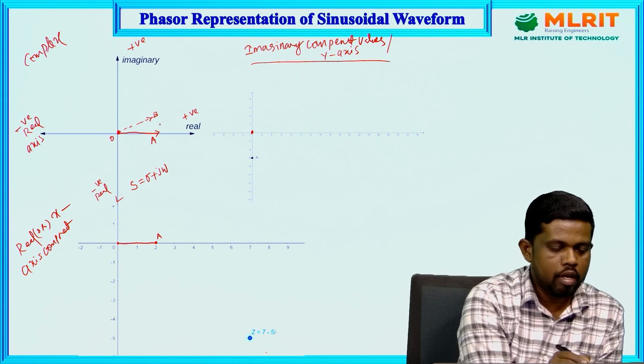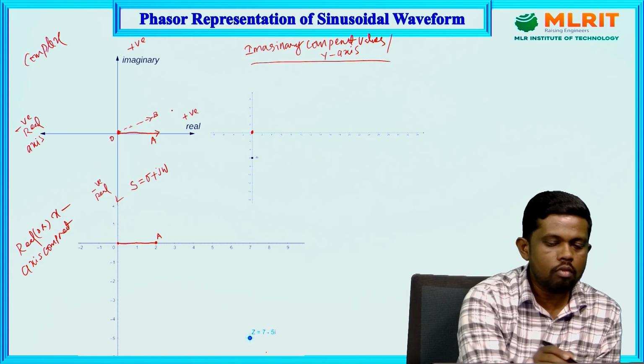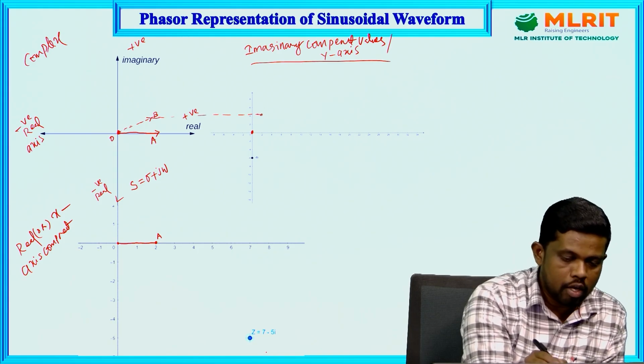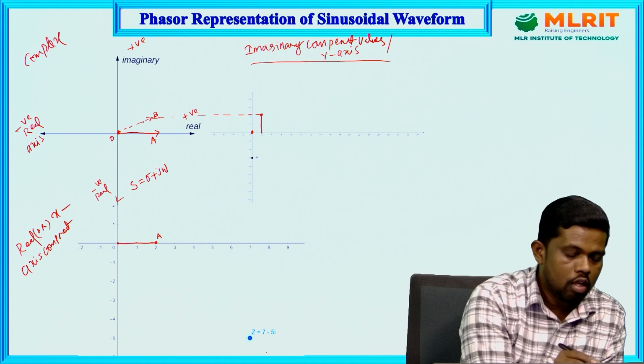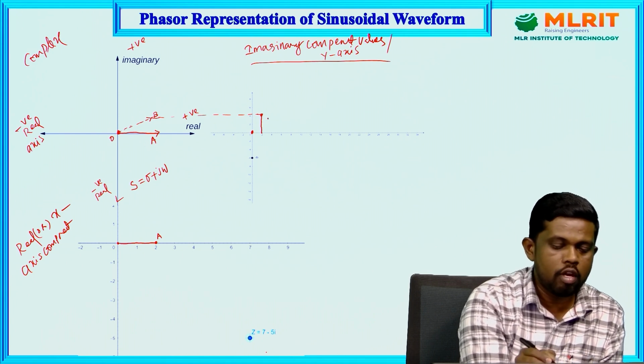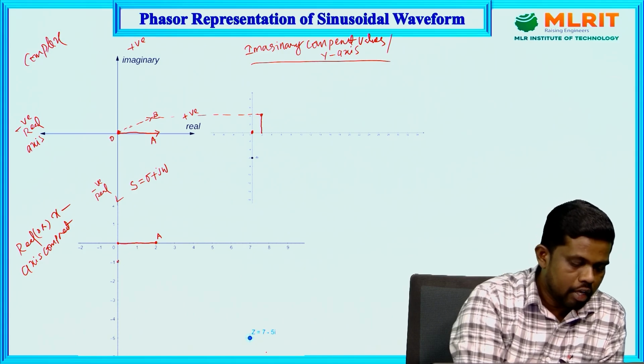So there will be a real axis and also an imaginary axis component. We need to project the imaginary axis component value here, and there will be a starting of the imaginary axis component value here. Then the x-axis component we need to project here. So this is the x-axis component value.